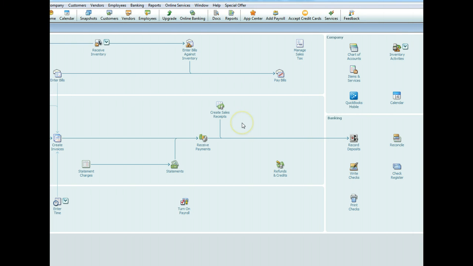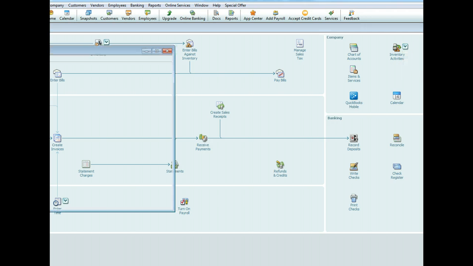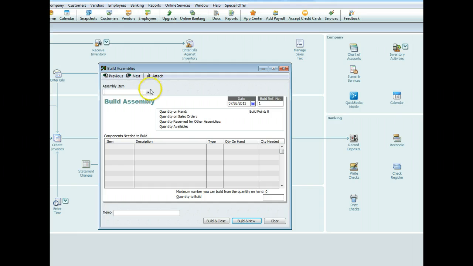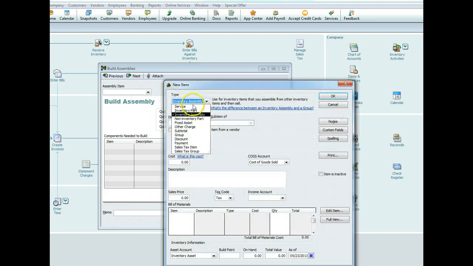Okay, and let's finish the July 31st. Now we're going to assemble as many skateboards as we can. We're going to sell those things for $300. So we're going to build assembly. We're going to call it a skateboard. Okay, and skateboard. We're going to sell the thing for $300 in a merchandise sales account.